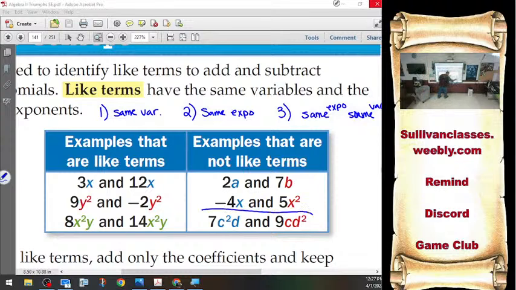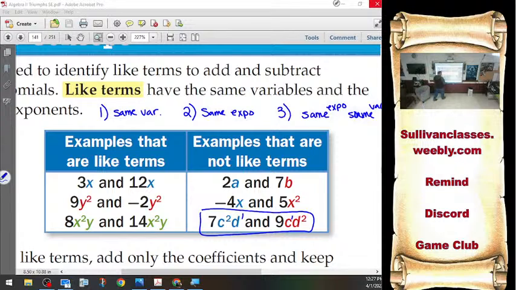Right here, notice that they both have a C and a D. They both have a 2 and an invisible 1. They both have a C, they both have a D, they both have a 2, they both have a 1. Why aren't they like terms? Because the exponents were in different spots.